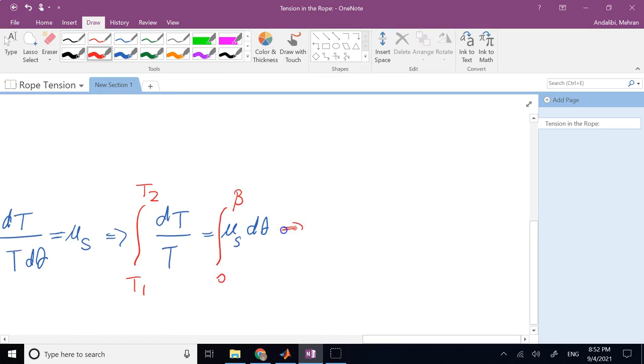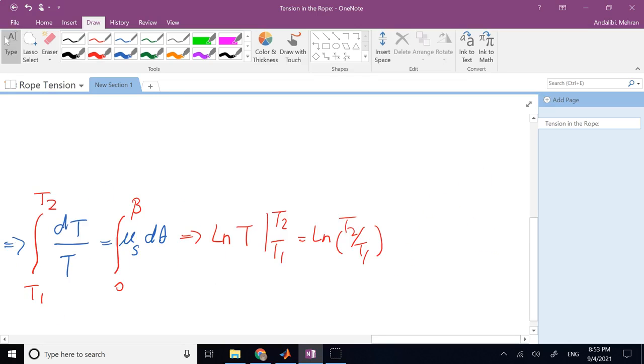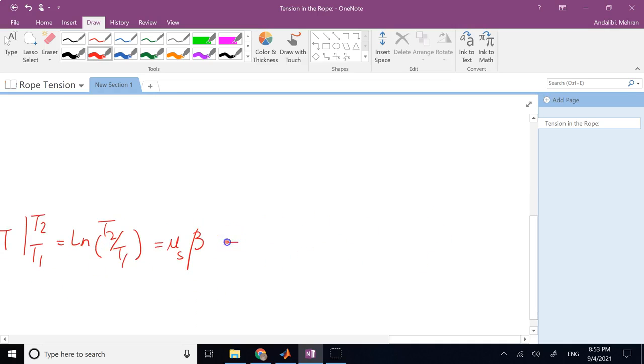And on the left side, I will have natural log of T calculated at T2 and T1, which is going to be, of course, natural log of T2 minus T1, or natural log of T2 over T1. This is going to be equal to mu s times beta. Therefore, I can say my final equation is T2 equals T1 times exponential of mu s times beta.